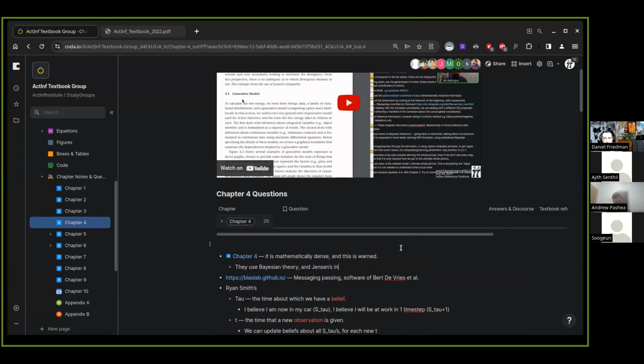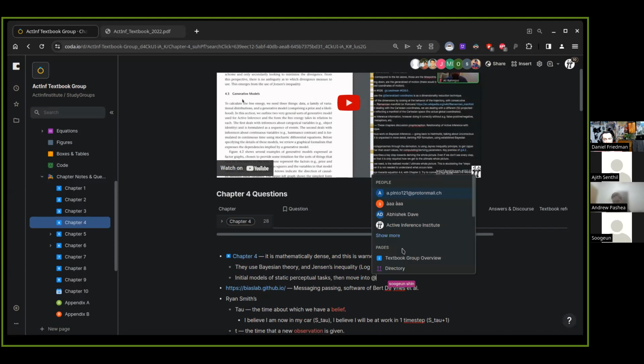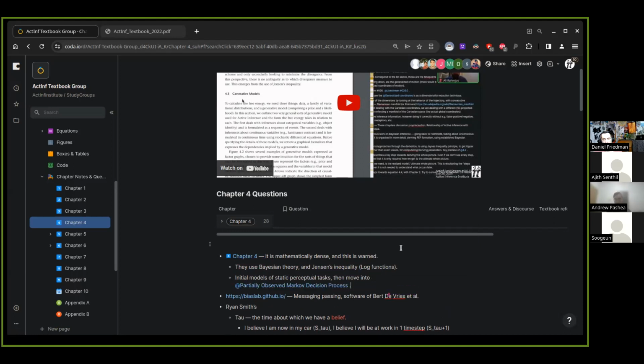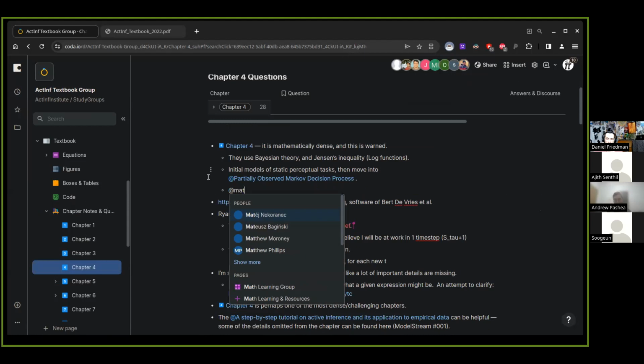The initial models of the static perceptual tasks also seem like a really nice introduction to moving on to POMDPs as well as the continuous models used in active inference. So in a way, it felt like it started with nice first principles and built up from there. But that said, I can start to see maybe the necessity of having a math learning group for some folks here, given this chapter.